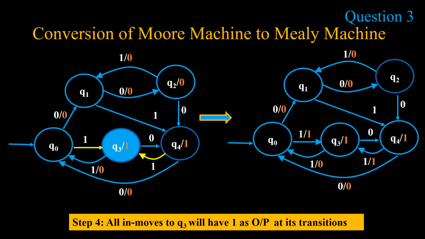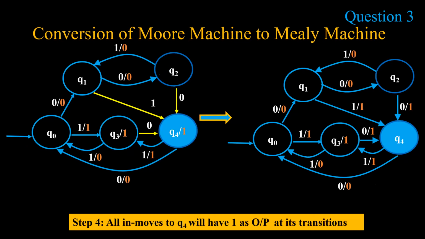Next we move to Q3. In Q3 we have two in moves, one from Q0 and another from Q4, both on 1. We will replace this by putting a 1 on both the moves, one from Q0 and another from Q4. Then we move to the last state, that is Q4, where we have 3 in moves, from Q2 on 0, from Q1 on 1 and from Q3 on 0. We will remove all these transitions, and the output which we will get will be all three having transition output of 1 and Q4 having no output.